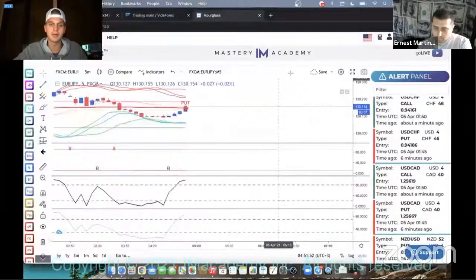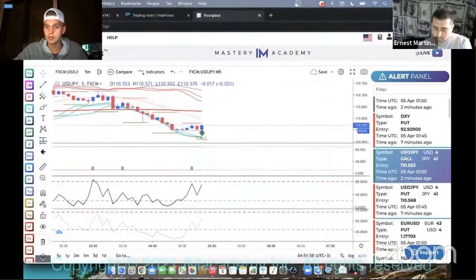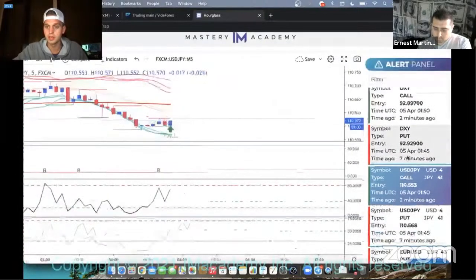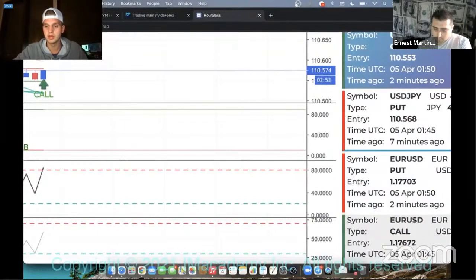So if we go back to the live Cash Trap, let's go to the very top. Let's click USD JPY. Call. If I zoom in, call 553. USD put 703.